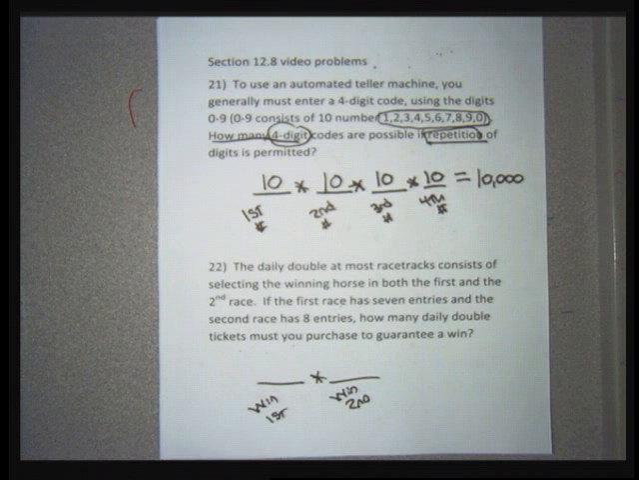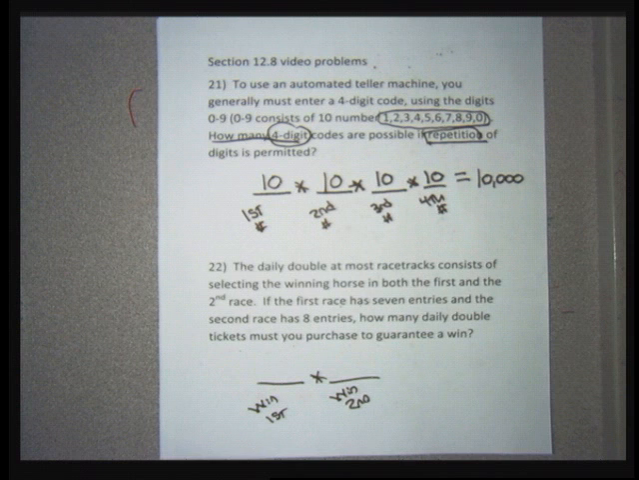I need to select the winning horse for the first race. I need to select the winning horse for the second race. Now above these, I need to put numbers that are appropriate. Hopefully you could maybe pause the video, put the numbers in, and finish the problem. But if you're not ready for that yet, I'll put the numbers in.